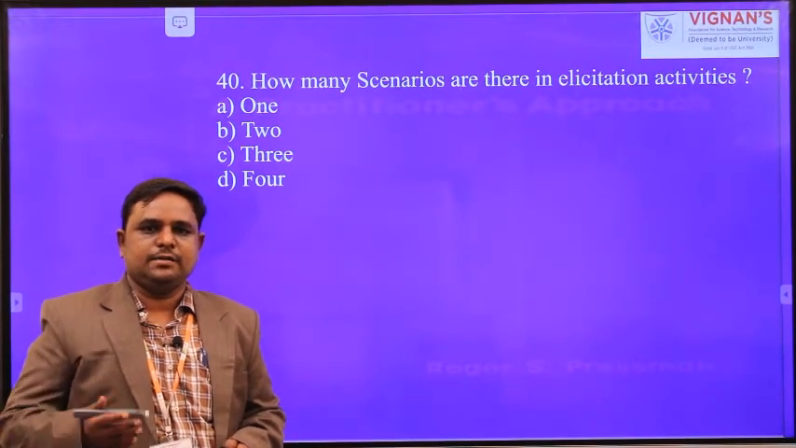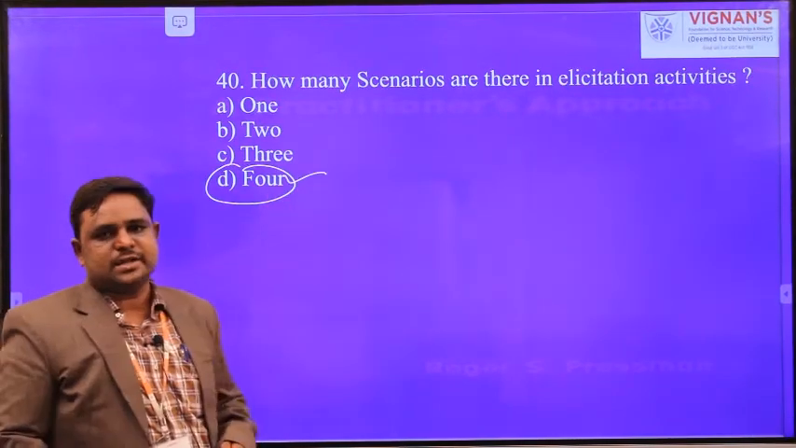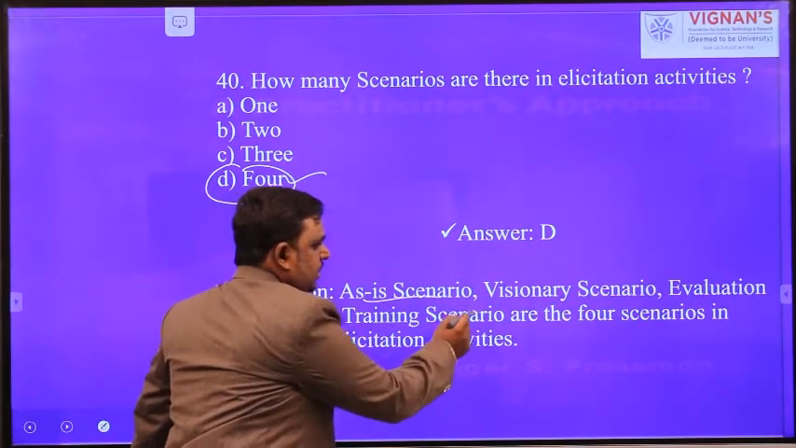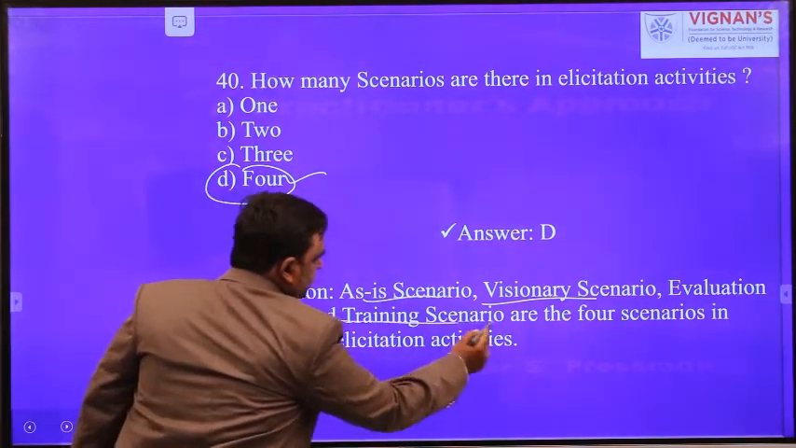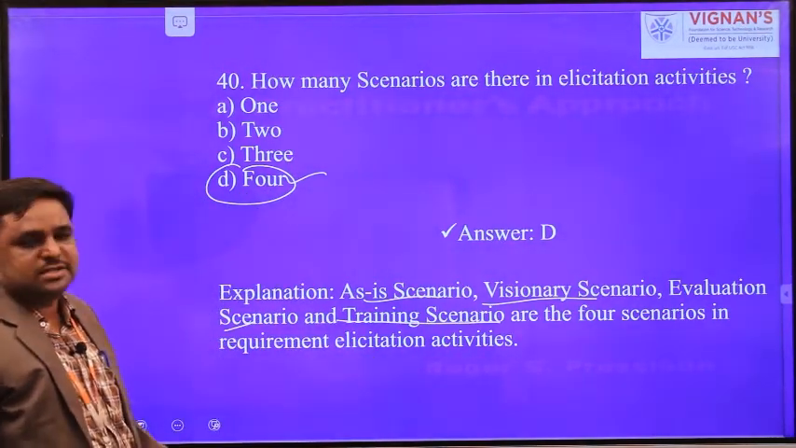Generally there are 4 scenarios. The answer is D. So we will be having each scenario, visionary scenario, evaluation scenario, and training scenario. These are the 4 scenarios which come under the elicitation activities.